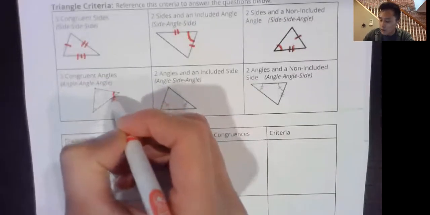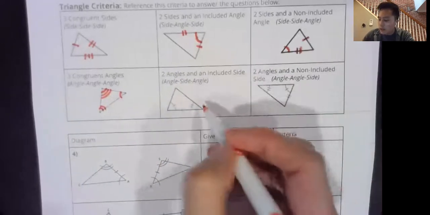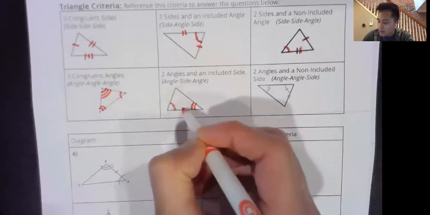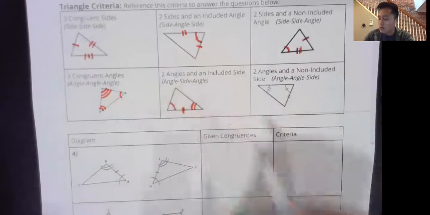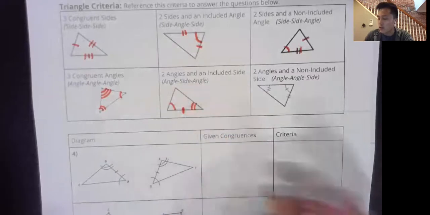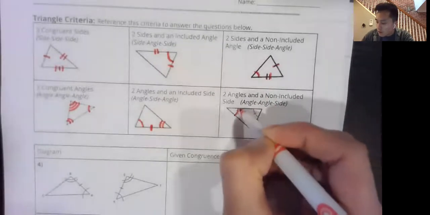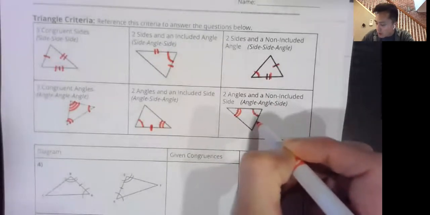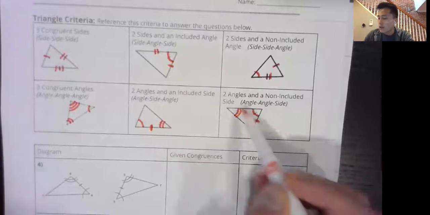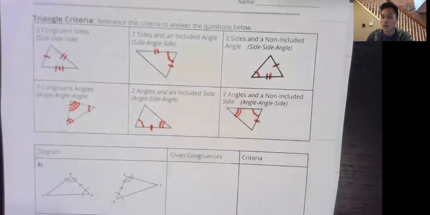You might be given 3 congruent angles. You might be given 2 angles that are congruent, and then a side that's congruent in between the 2 angles. So we call that 2 angles and an included side because the side is touching both angles. Or you might have 2 congruent angles and then a congruent side that's only touching one of the angles, in which case we call that 2 angles and a non-included side. The side is not in between the 2 angles.